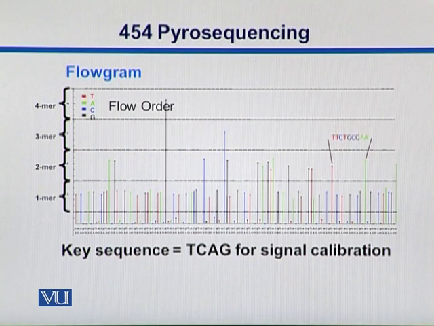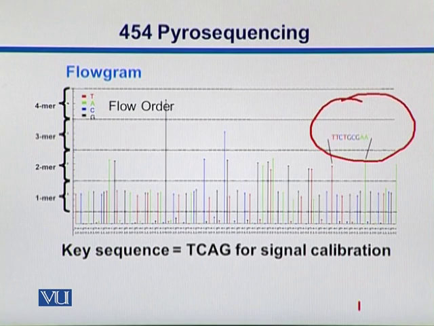The light signal is then detected and recorded in the shape of a flowgram, where we can see bars of different heights. Whenever we get a signal after incorporation of a nucleotide, we see higher peaks. First we do calibration. We have a sequence called TCAG, which we use in this corner right here, and it helps us with calibration.